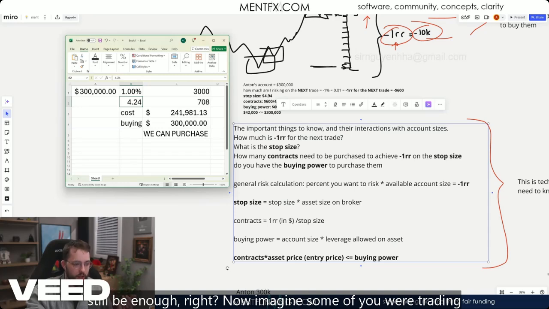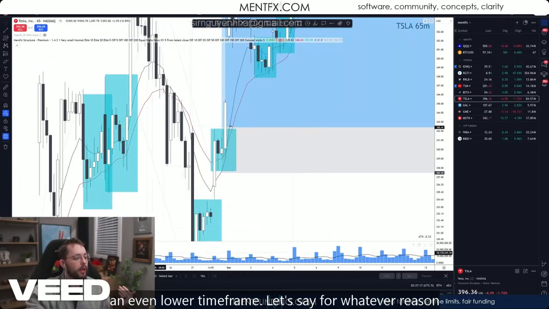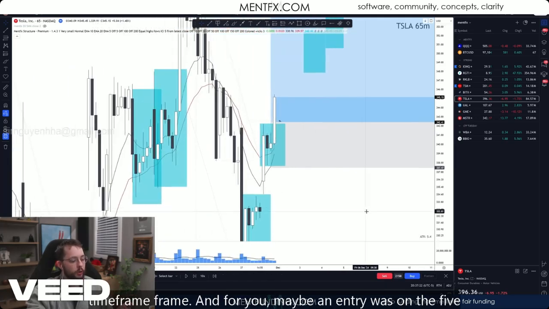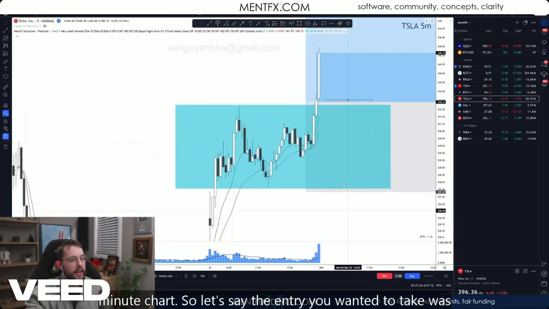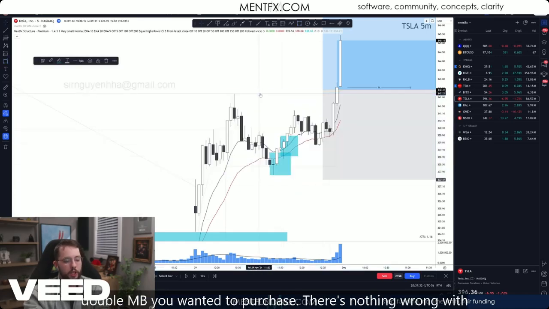Now imagine some of you were trading an even lower time frame. Let's say for whatever reason, during this time here, you guys were trading a lower time frame, and for you, maybe an entry was on the 5-minute chart. So let's say the entry you wanted to take was this double MB, 1, 2, right here. Let's say this is the double MB you wanted to purchase.